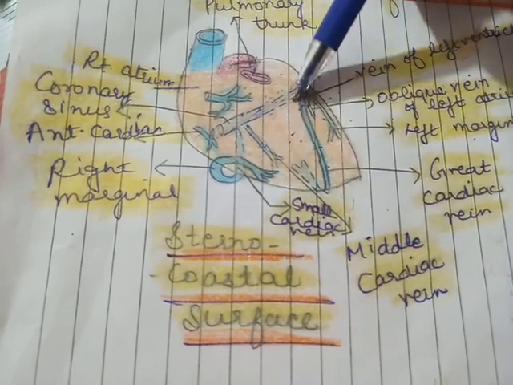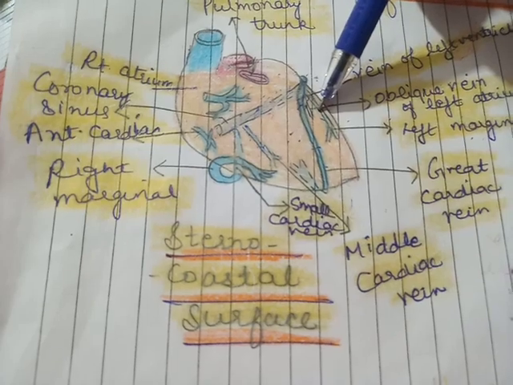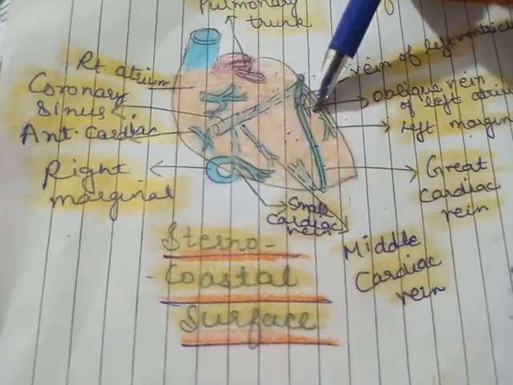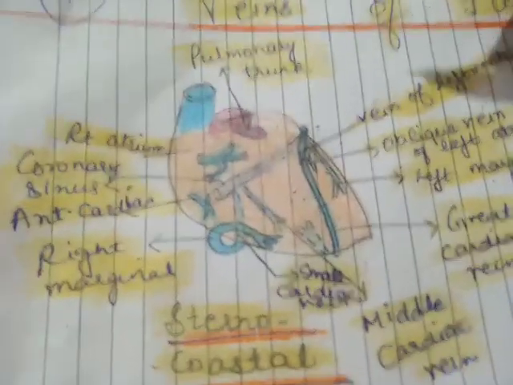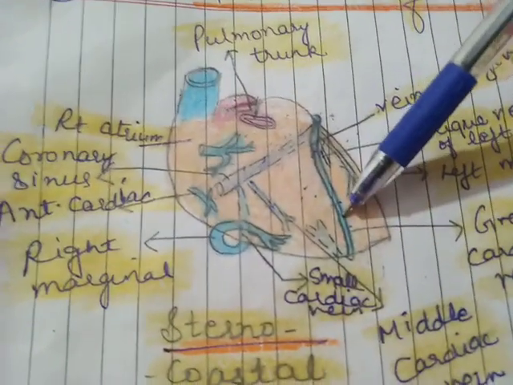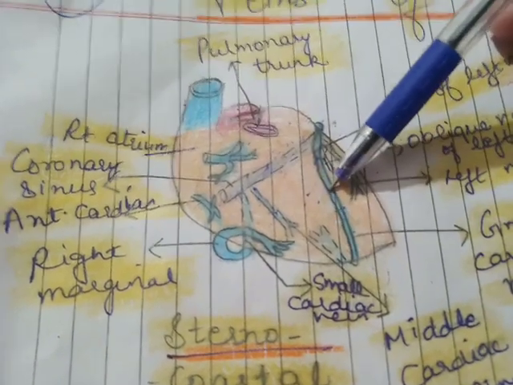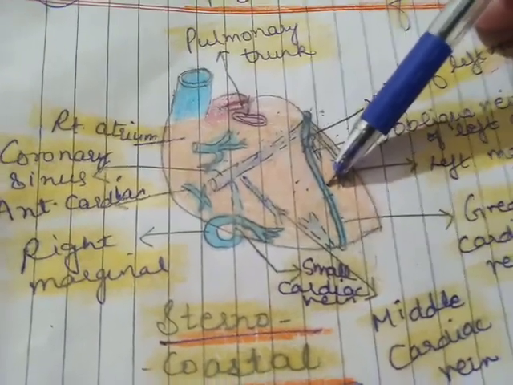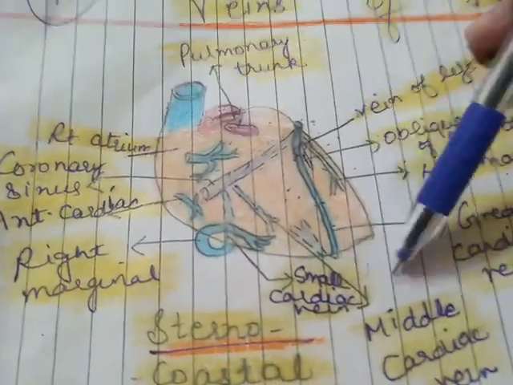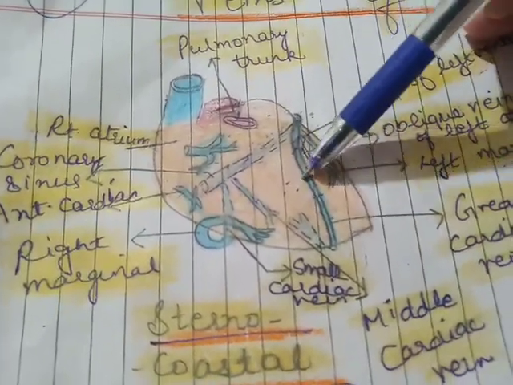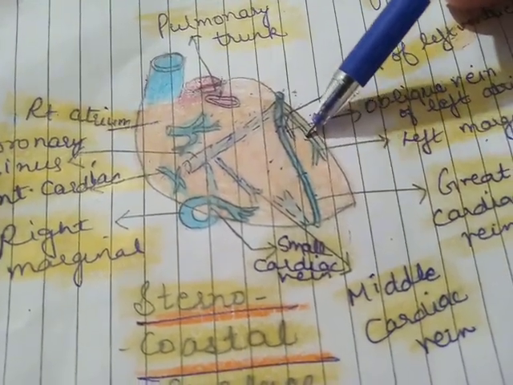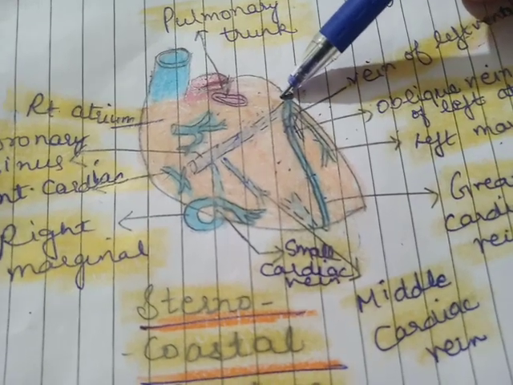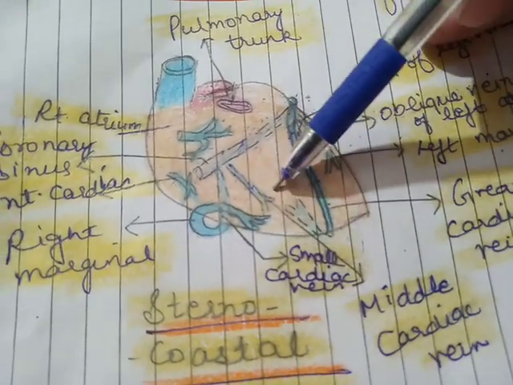This is the great cardiac vein. This is the left marginal vein. This is the oblique vein of the left atrium. Now let's start with the great cardiac vein. The great cardiac vein first accompanies the anterior interventricular artery, right? Here, this is the anterior interventricular groove, and posteriorly lies the posterior interventricular groove. So it accompanies first the anterior interventricular groove and then the left coronary artery to enter the left side of the coronary sinus.